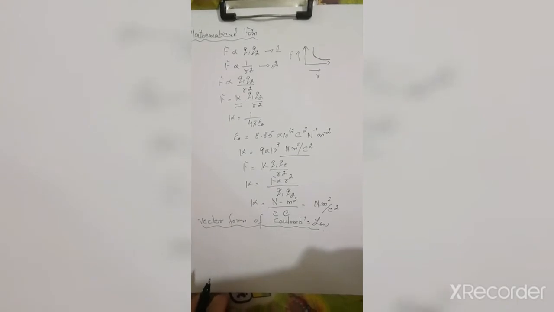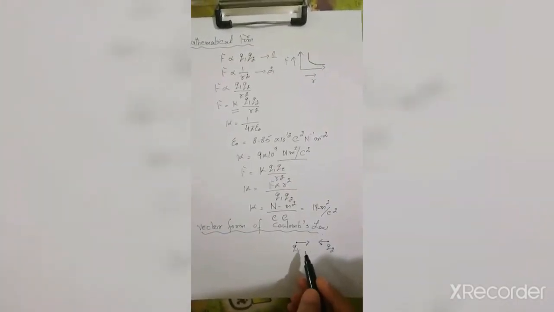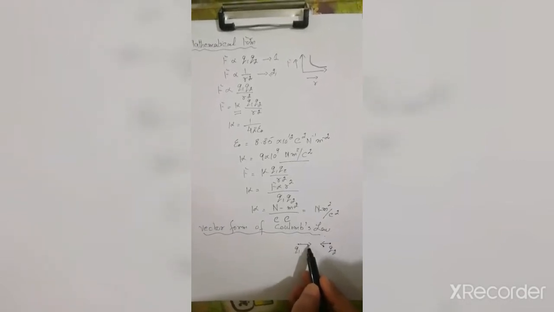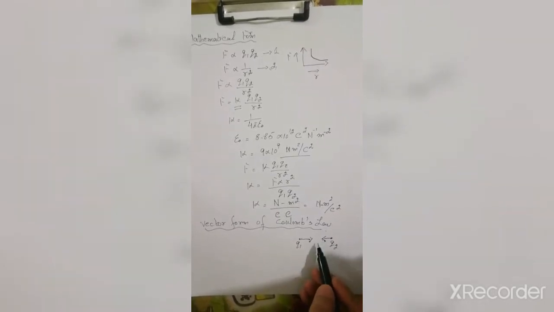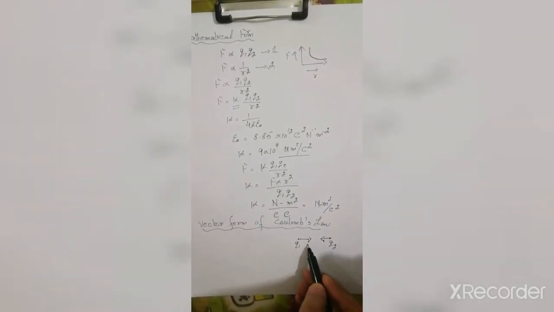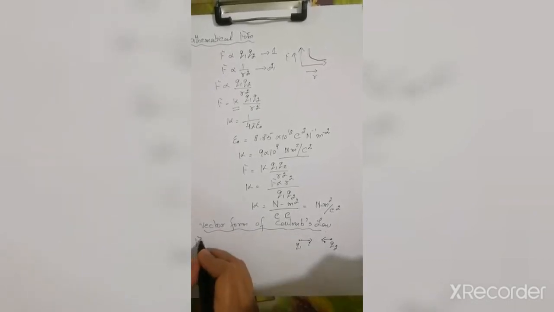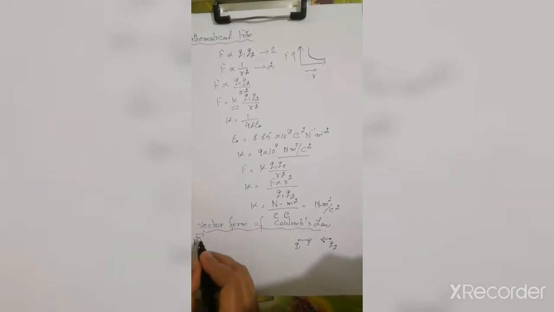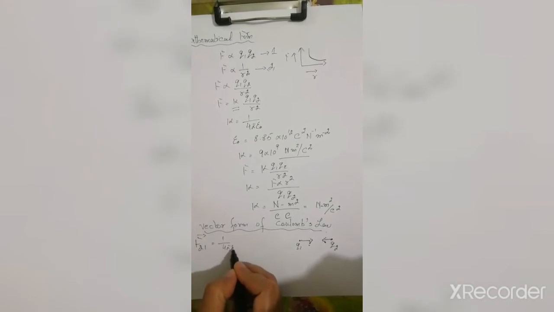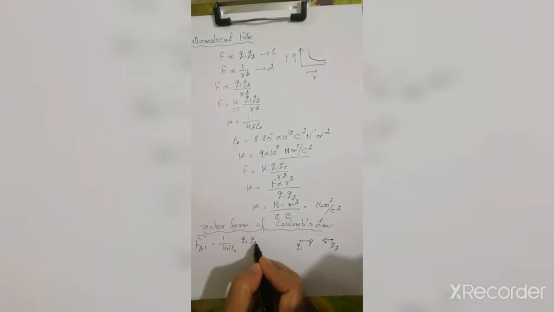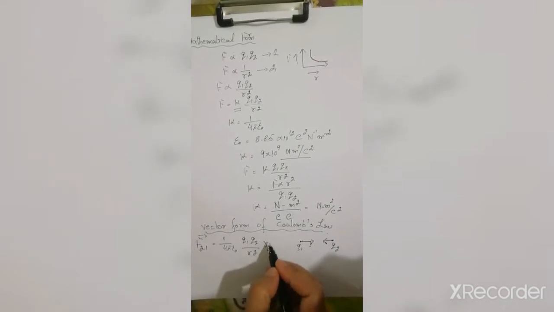Coulomb's force is a mutual force. It means that if Q1 exerts a force on Q2, then Q2 also exerts an opposite force on Q1. Then the vector form of Coulomb's law: F21 vector is equal to 1 over 4 pi epsilon naught q1 q2 over r square times R21, which is the unit vector.